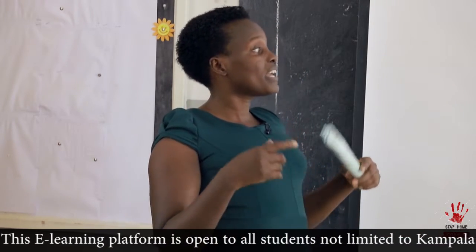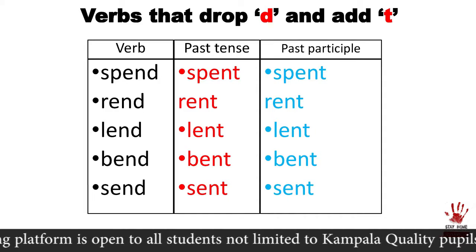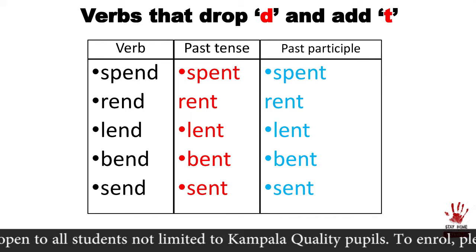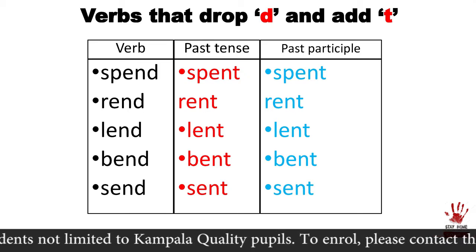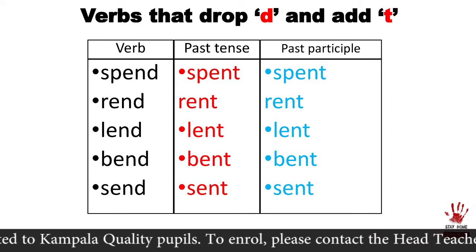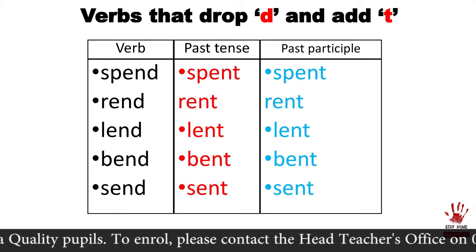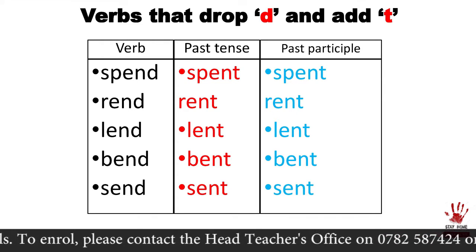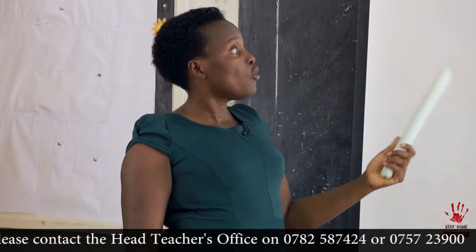In these verbs, we have verbs like build, built. So we have spend, spent, spent. Rend, tearing clothes. Rend, rent, rent. Not the rent you pay at your home. Lend, lent, lent. Bend, bent, bent. Send, sent, sent. I can't give you all the verbs of English. There are too many. Now add for me, make them 10 on your table.